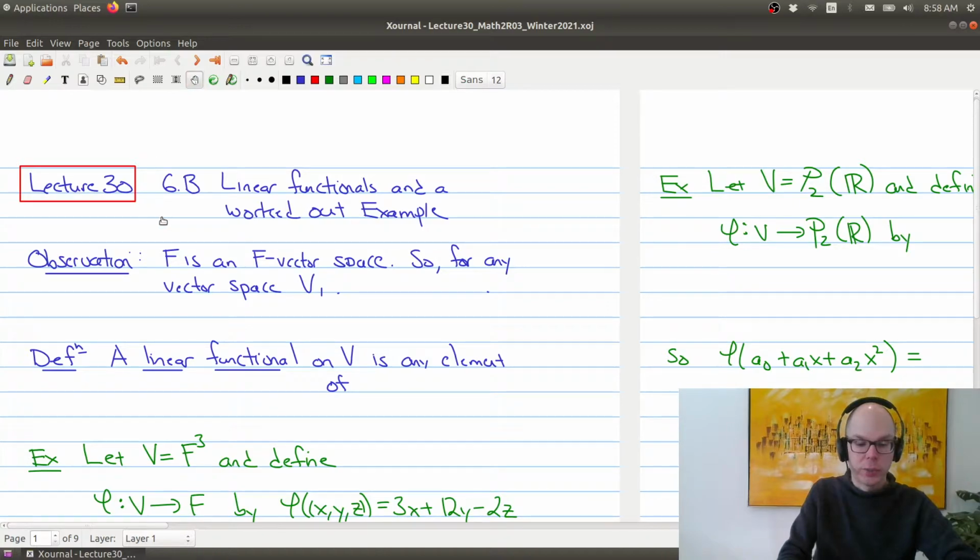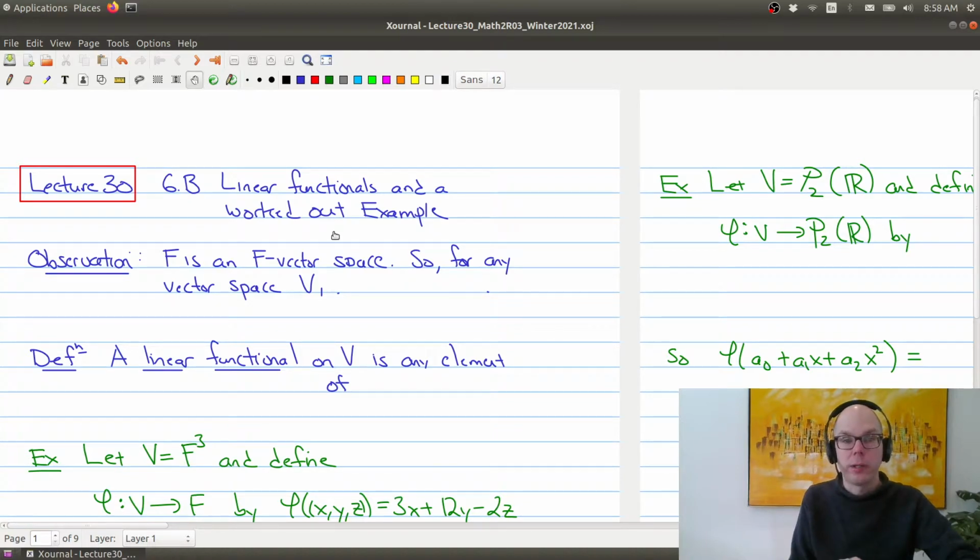In today's lecture, we're going to finish up looking at Section 6b in the textbook. In particular, we're going to look at linear functionals. And the other thing I want to do is look at some of the material in 6b and do a worked out example. So that's our goal for today.